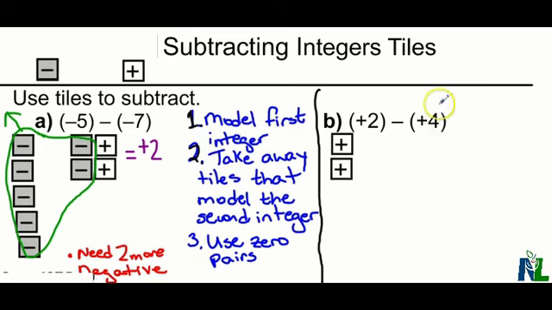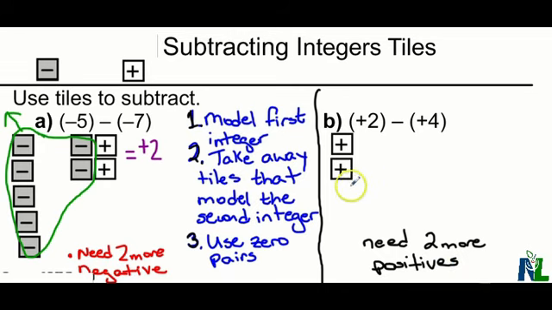So can I take away 4 positive tiles? No, I can't. I don't have enough positives to take away. So we go to our third step here. I need to use the idea of 0 pairs. So I need 4 positives here. I need 2 more positives, don't I? So I need to have 2 more positive tiles, because then if I have 2 more positive tiles, I will have enough to take away.